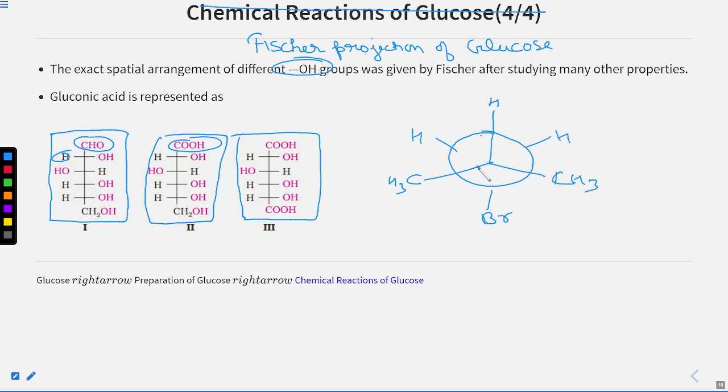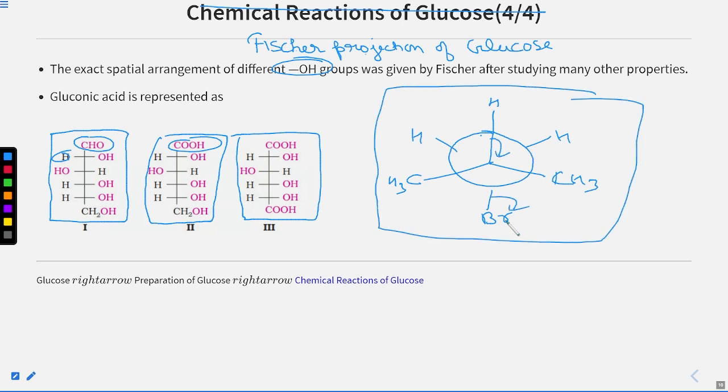Now if I want to do the E2 elimination, then this and this should be, first of all, planar, meaning on the same plane, and anti, in the opposite direction. So this is upside, this is downside. Then, and only then, the reaction will take place, or the E2 elimination will take place. So you can see how important the spatial arrangement is for the reaction to take place. This will give us an elimination reaction.